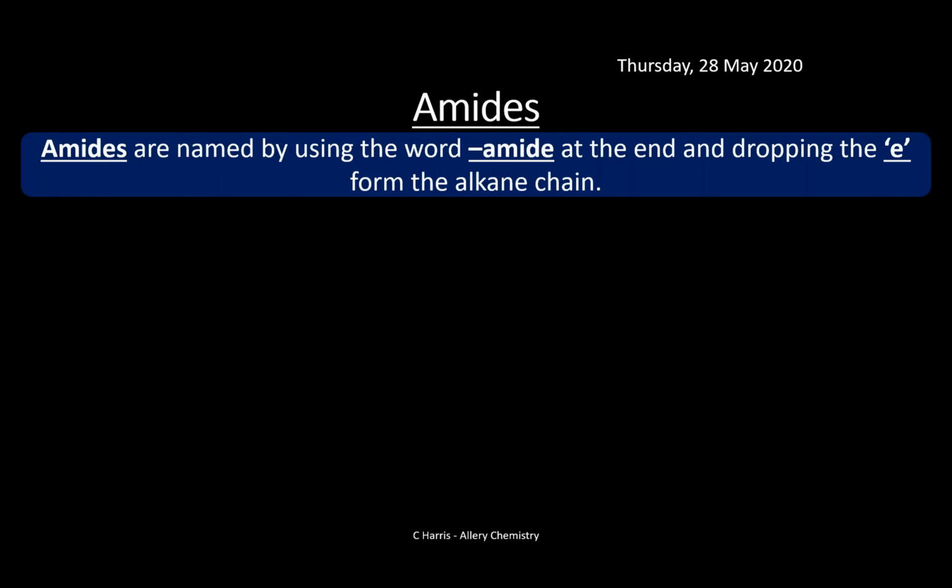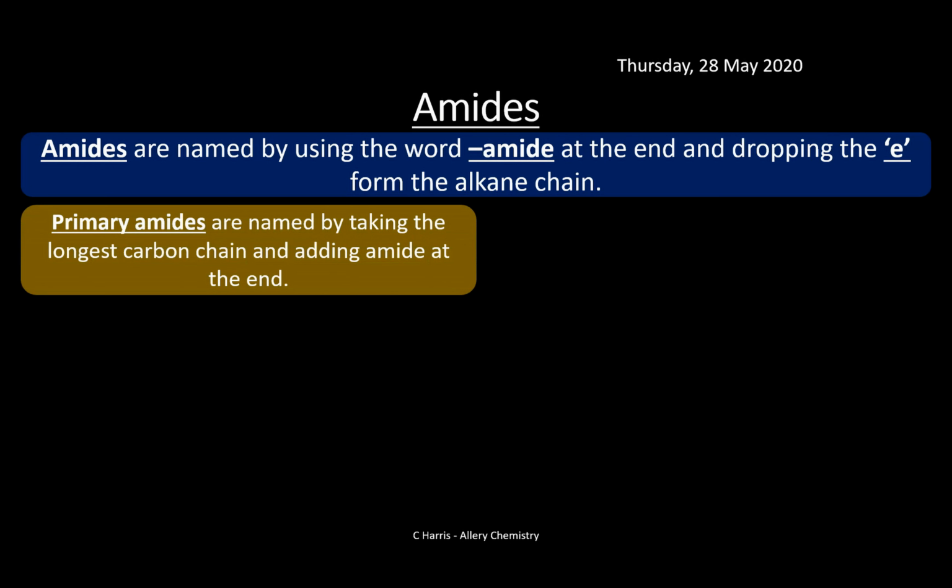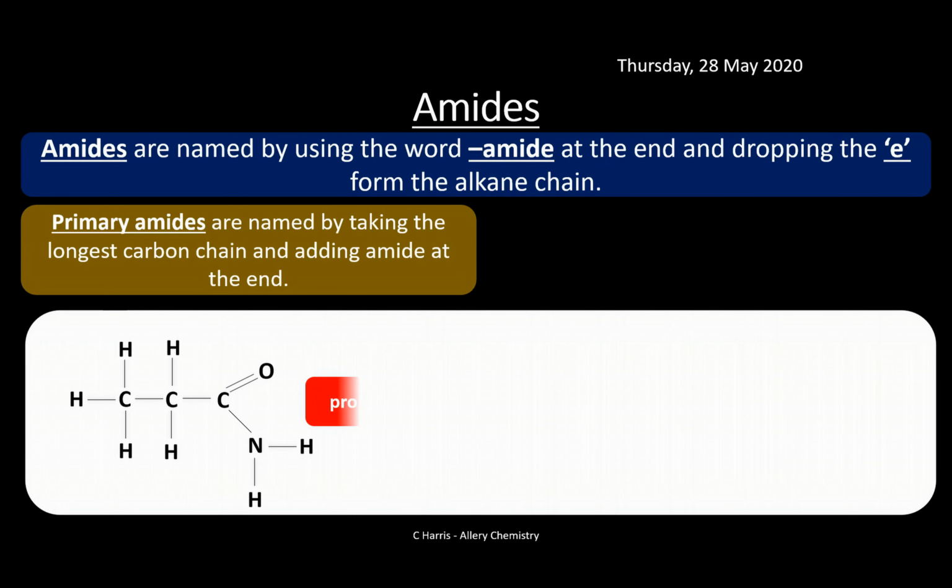Okay, so amides are named by using the word amide at the end, and we drop the E from the alkane chain. Okay, so very similar to amines. Primary amides are named by taking the longest carbon chain and adding amide at the end of it. So let's have a look. So there you go. So we've got propanamide. You can see here that we've got 3 carbons here. So this is your prop. And we've got a carbonyl group here and obviously our NH2.